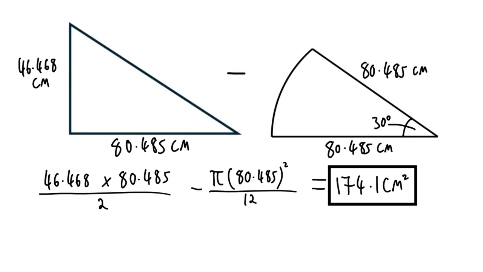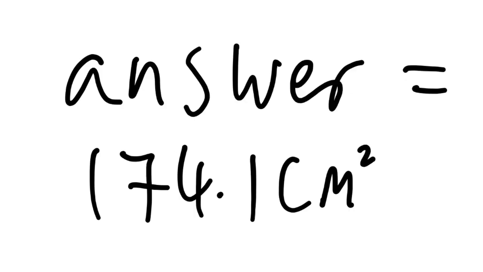Plugging in our values, we do 46.468 times 80.485 over 2, minus pi times 80.485 squared over 12. It's over 12 because we're doing 30 over 360, which is just a simplified version. Once we do that, we get 174.1 centimeters squared. And that's our answer: 174.1 centimeters squared.